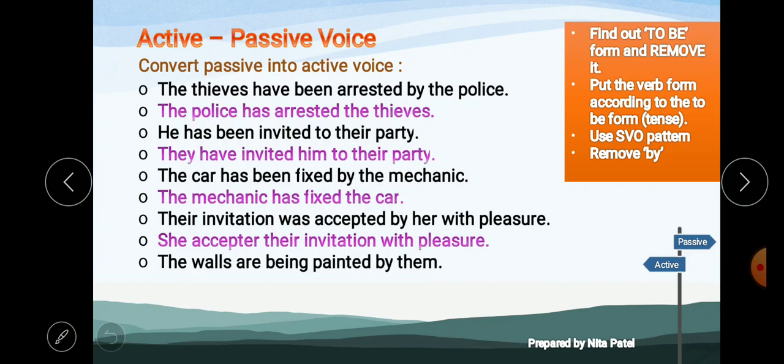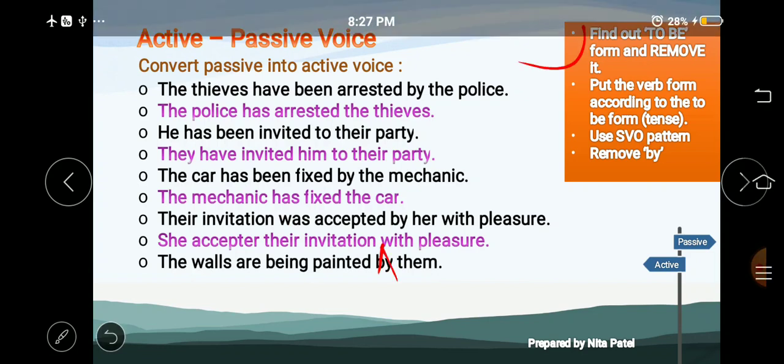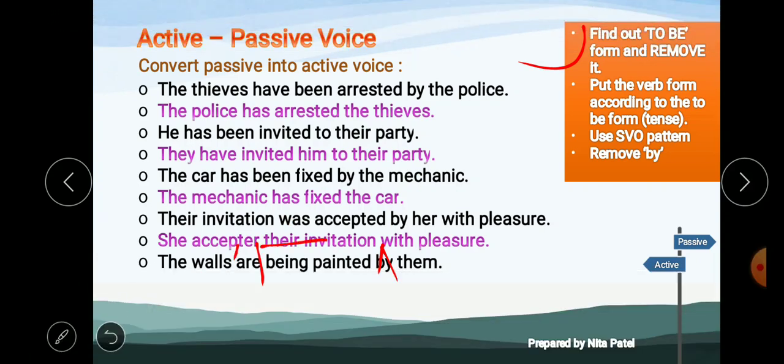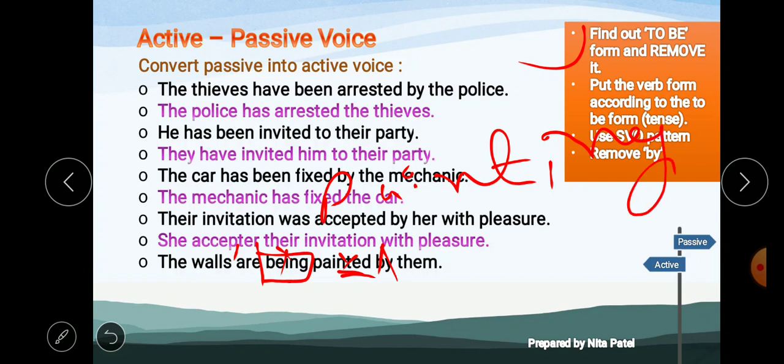Next. The walls are being painted by them. We'll cut this by. First thing, we have to find the to be form. What is here? Yes, being is there, right? So that means it is the continuous tense. Are is there, that means it is present continuous. So in present continuous, which verb form is there? It is V plus ing. So being, we will cut this being, and in its place we have to put the verb form according to the to be. So ing is there, so painted will become painting, right? V4 form.